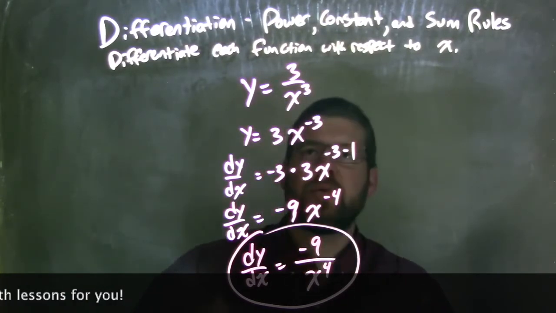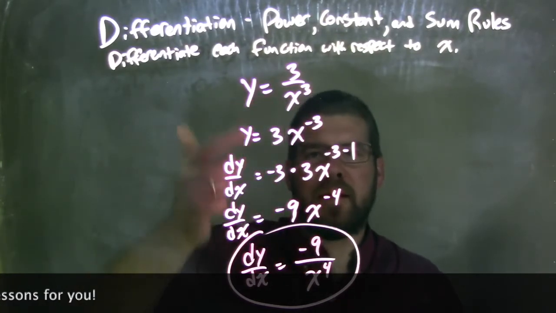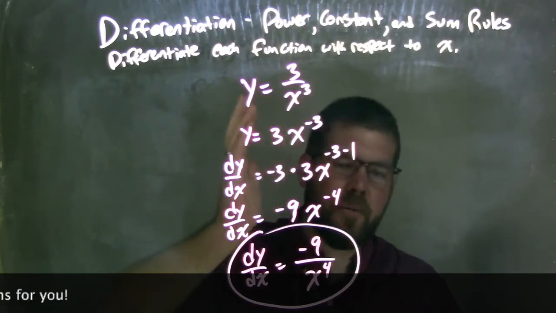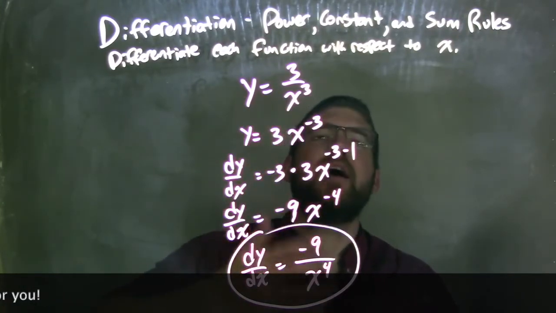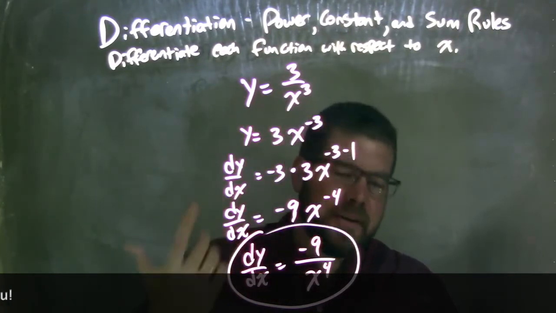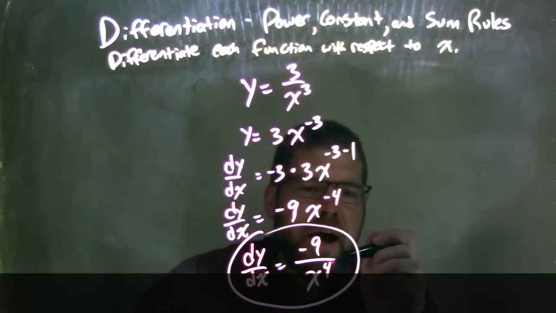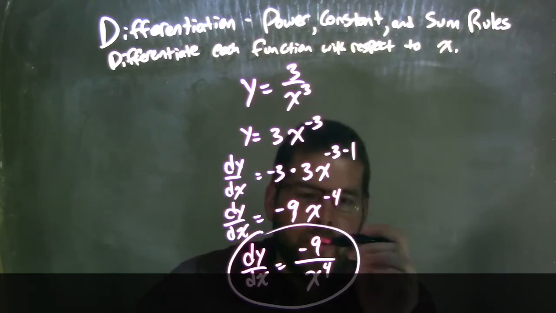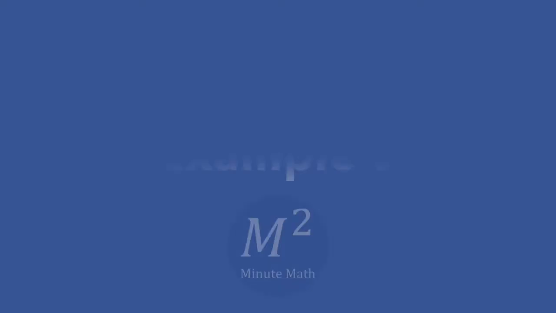So long story short, when I'm doing the power rule, I like to have my x's in the numerators, and I don't mind if it's a negative exponent, I find it easier. But then at the end, I have to rewrite it so that the exponent is positive, so it's negative 9 over x to the positive 4th power.